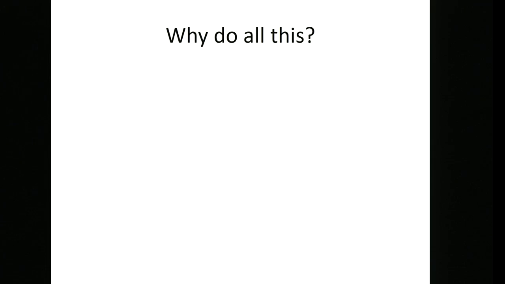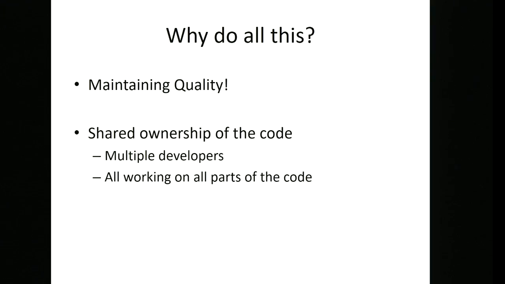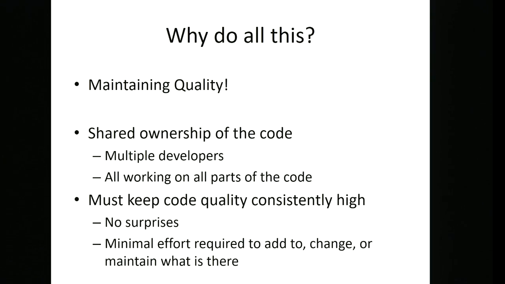So why are we doing all this? We keep talking about whole team responsibility and everyone looking after the code, and this is all about maintaining quality. Another one of my obsessions is that if the code is of high quality, then anyone should be able to look at it, understand it quickly, work on it, keep the momentum of the team going. So we want to maintain quality, and this is important for the shared ownership of the code, where we're all working on the same thing, looking after the same code. So we must keep the quality consistently high, so there are no surprises in there for anyone, hopefully.